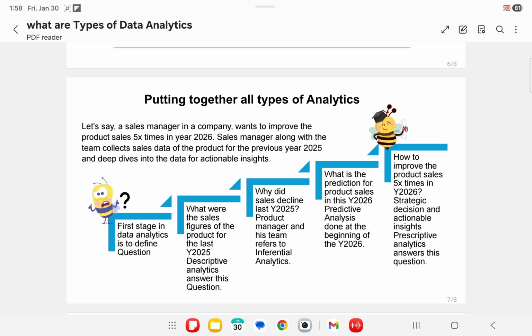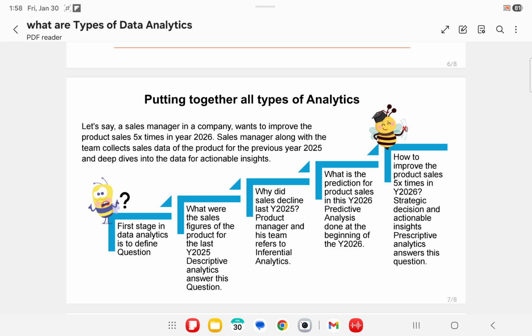Next question, what is the prediction for sales in year 2026? Predictive helps in predicting the growth. What trends are expected in the market in the new year? What are the new expectations of the customer for this product in this year?